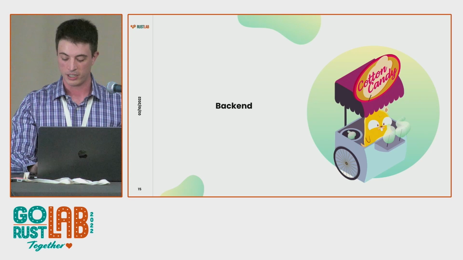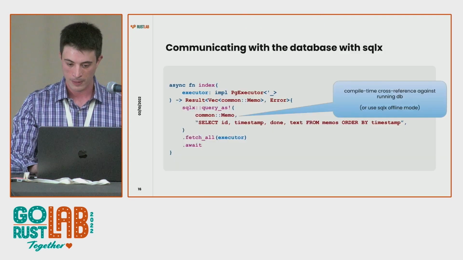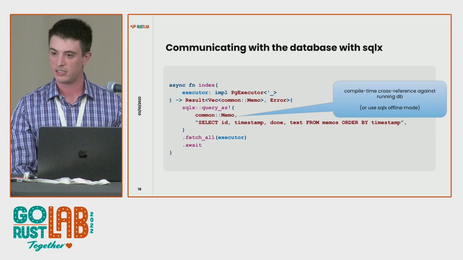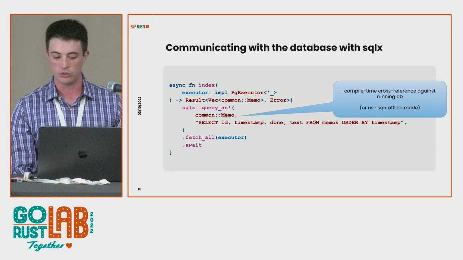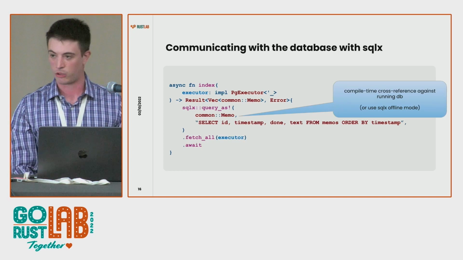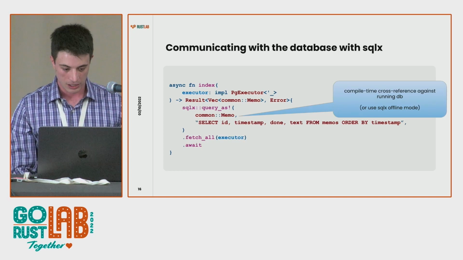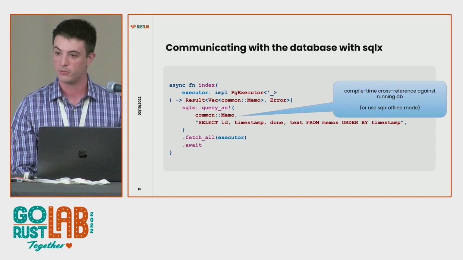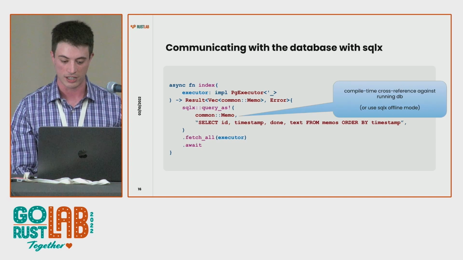So for the actual backend, first of all, we have set up the database. We have some types. So the first thing to do is actually know how to make the database interact with the data in the backend. So here there's this index function, which, as you see, returns a vector of memos, and you see that that's a common memo, so it's taken from that shared library.